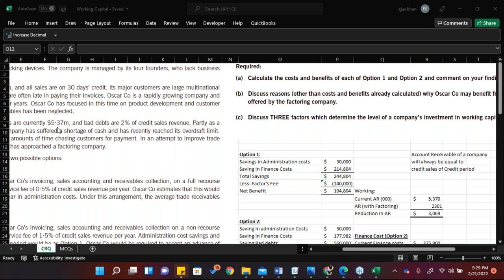So one of the biggest benefits of having a factor will be that the management will have more time to focus on their core activities. So this is one of the benefits. Then what might be the second benefit?